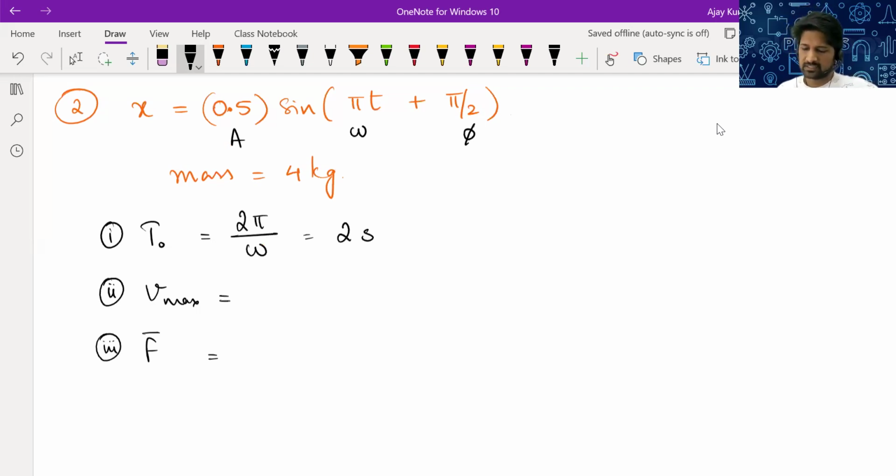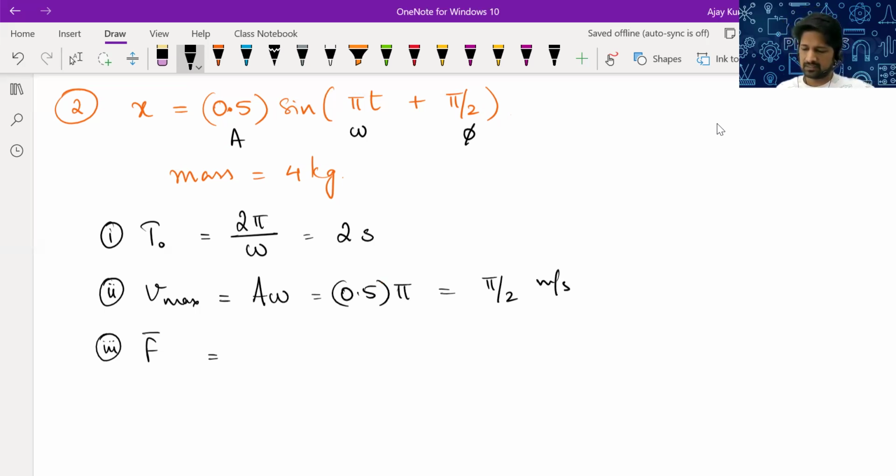What is the maximum speed during oscillation? We have a formula for maximum speed, A omega. If you don't remember it, just differentiate the displacement equation. Then you will get the velocity equation. From that, you can tell what is the maximum. So maximum speed during oscillation is given by A omega. A is 0.5 here and omega is pi. So you can say maximum speed is pi by 2 meters per second.